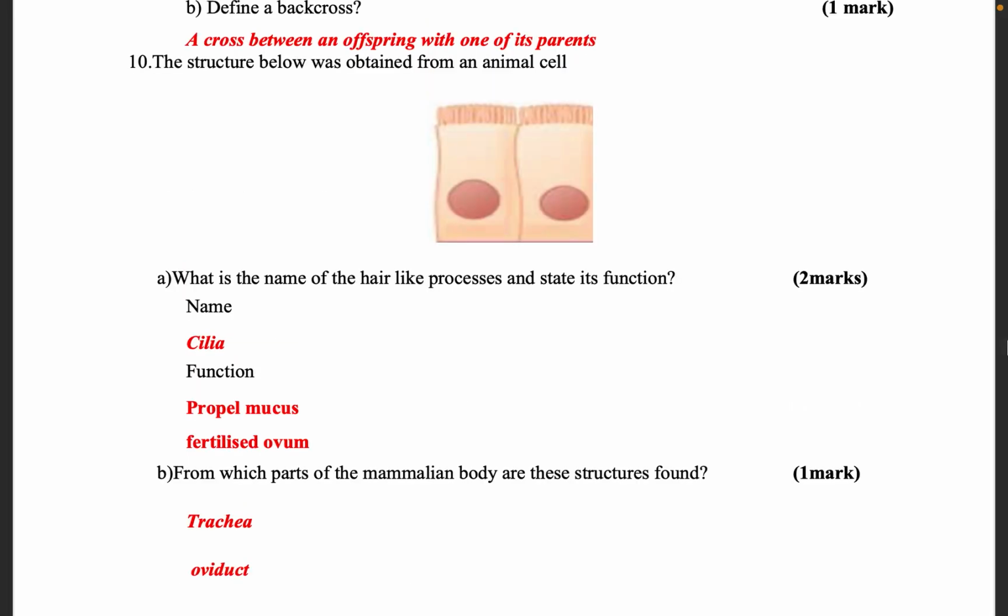Question 10b. From which parts of the mammalian body are these structures found? Trachea and the oviduct. So the propelling of mucus is in the trachea, while the movement of the fertilized ovum is in the oviduct.